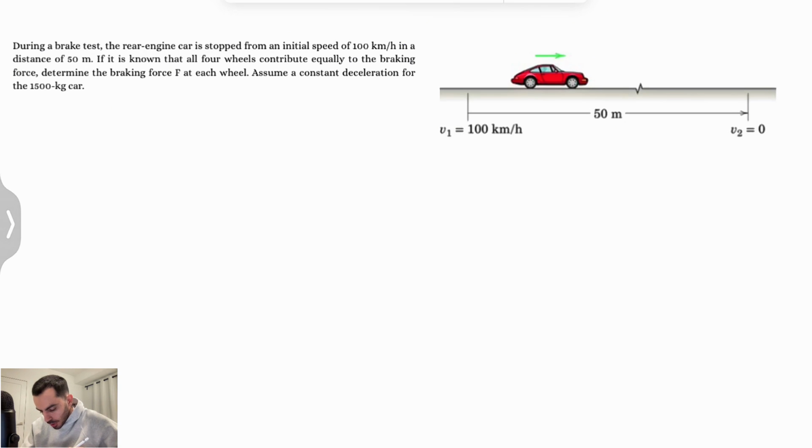We have this question where during a brake test, the rear-engine car stopped from an initial speed of 100 km per hour in a distance of 50 meters. If it's known that all four wheels of this car, which looks like a Porsche, contribute equally to the braking force, we need to determine the braking force F at each wheel. So we are looking for the force in each wheel, and we have four wheels in total, so 4F from all of these wheels, and we can assume a constant acceleration for the 1500 kilogram car.